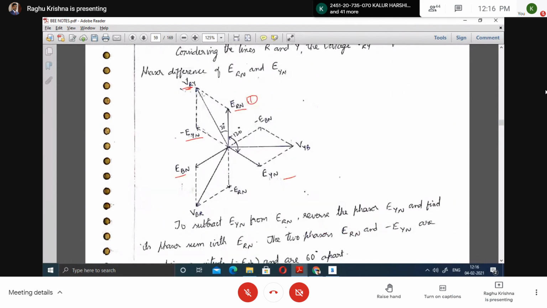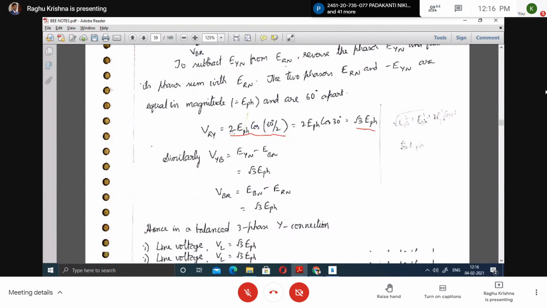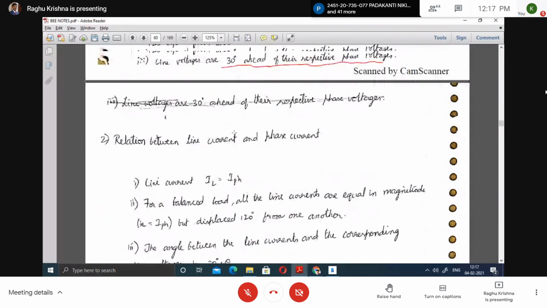So here this is the line voltage. The line voltages are 30 degrees ahead of their respective phase voltages. In the anticlockwise direction, the angle is taken as positive. So here the line voltages are 30 degrees ahead of their respective phase voltages. You can see the 30 degrees. So these are the points regarding the voltages.